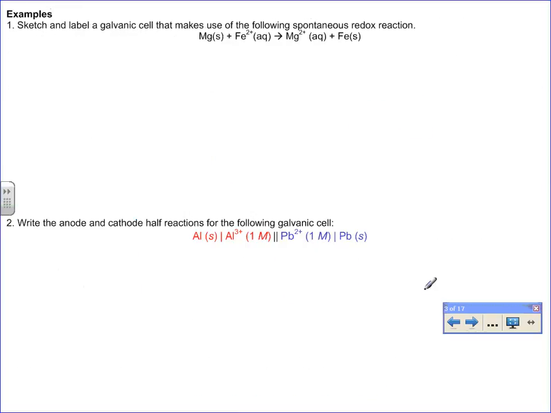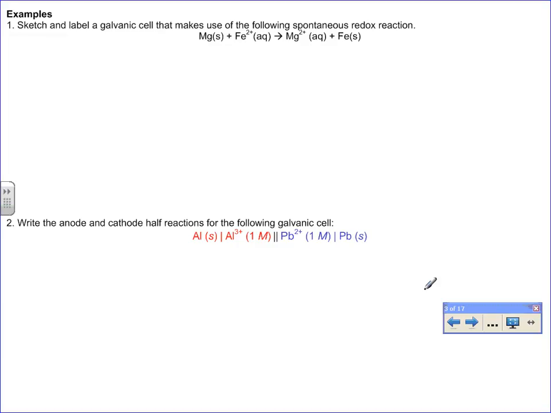Let's look at some examples. In this first example, we're going to sketch and label a galvanic cell that makes use of the following spontaneous reaction. And we're also going to show the cell notation for this cell. One important thing to note about this is that it specifies that it's a spontaneous reaction, and that is one of the features of a galvanic cell. Galvanic cells are spontaneous reactions. We're going to see cells later on that are non-spontaneous.